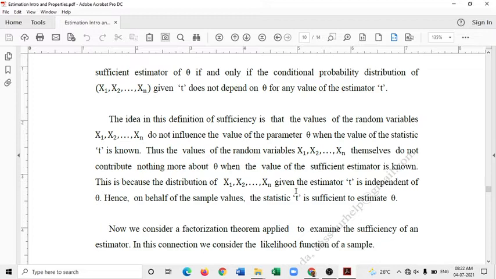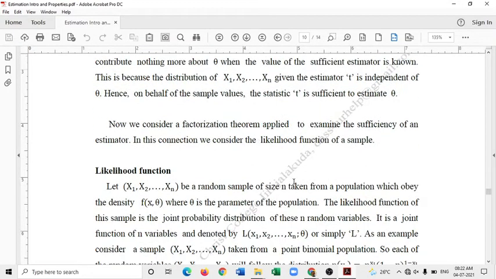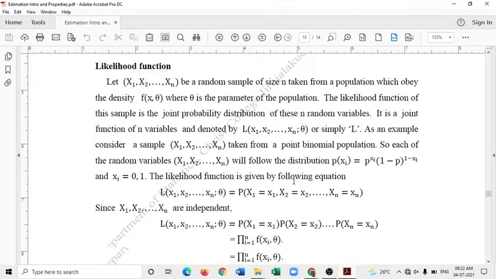Now, we have a set of conditions to examine this sufficiency property of an estimator, proposed by Fisher and Neyman: the factorization theorem. But before that, we consider the concept of the likelihood function. The likelihood function is a multivariate probability distribution. Multivariate means we consider more than one variable simultaneously. Here the variables are the variables representing the sample.